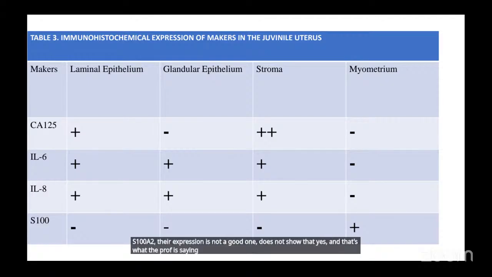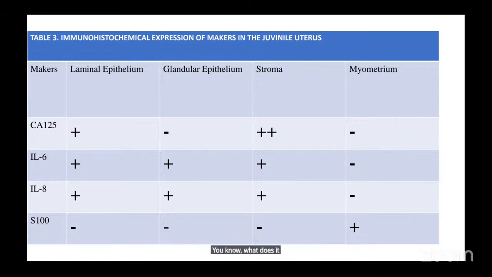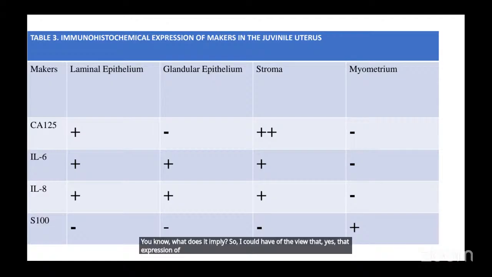For any cytokines you are measuring, tell us when the expression is there, what does it imply? When the expression is not fully expressed, what does it imply? So I could have the view that, yes, for instance, when you are looking at progesterone signaling, that's why you look for interleukin 22.